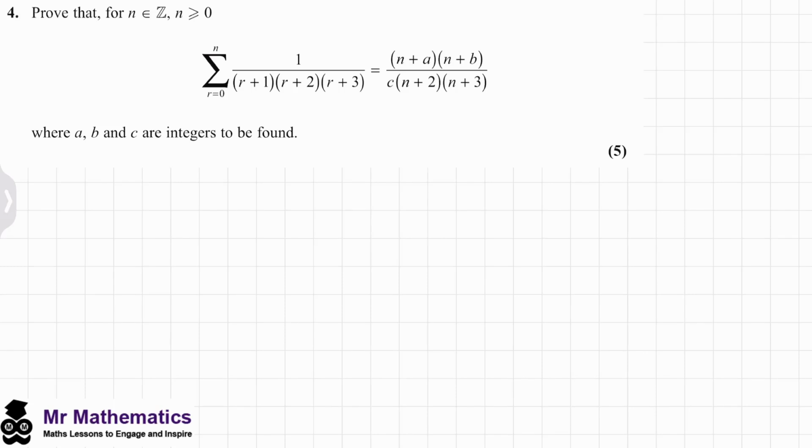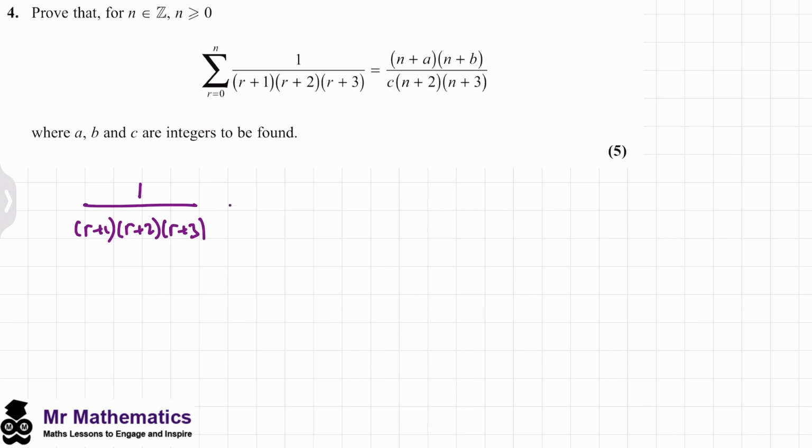So in this question, we've been asked to prove that for all values of n that are elements of the set of integers where n is greater than or equal to 0, the sum of this series can be written in terms of n that we have here, where a, b, and c are integers to be found. So we're going to use the method of differences with this question. The first thing we need to do is to write this using partial fractions.